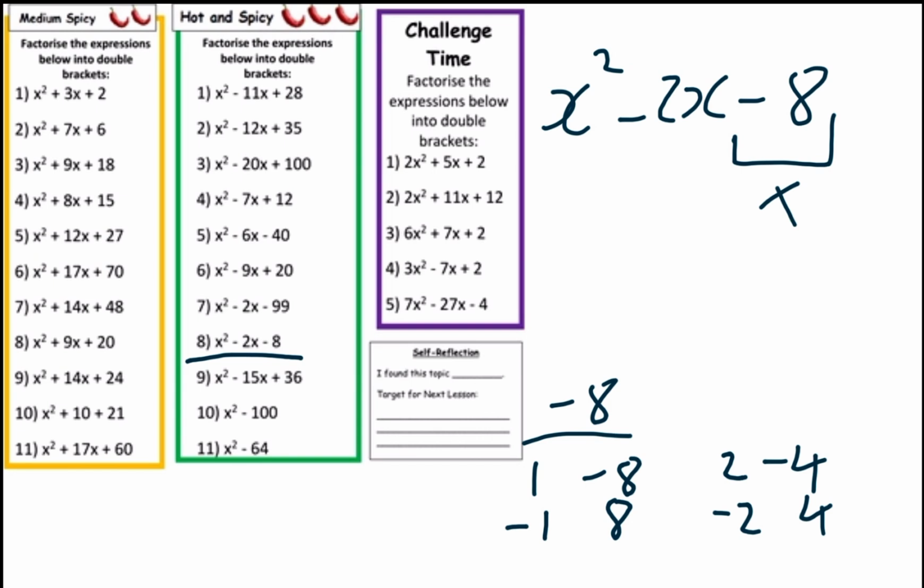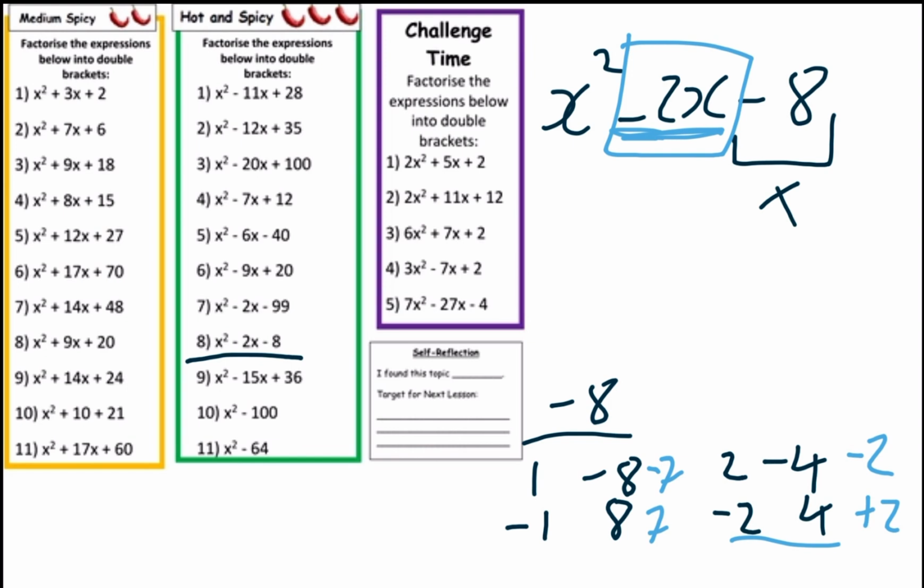So now we do the adding bit. But what do we need to make when we add? We need to make a -2, not 2, -2, because there's a minus in front of this 2. So 1 take away 8 gives you -7, and -1 plus 8 gives you +7. 2 take away 4 gives you -2, and -2 add the 4 gives you +2, or just 2. I'm looking for -2, so -2 is this. This is my pair that I need.